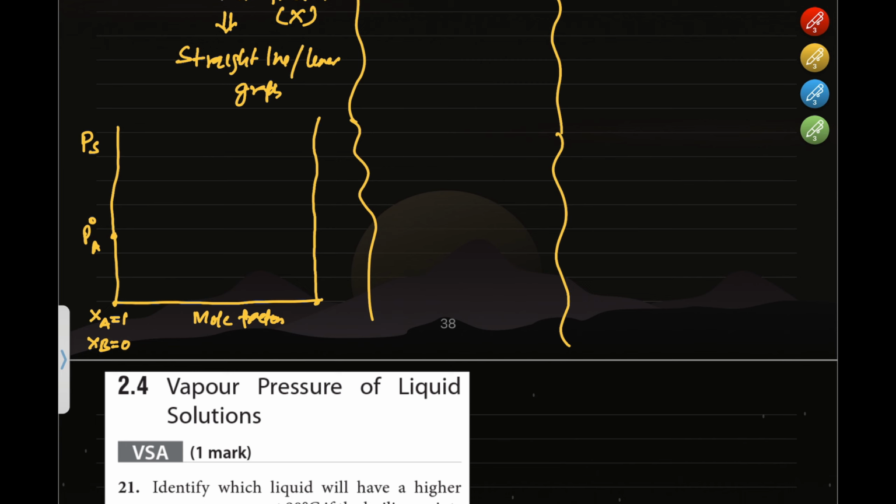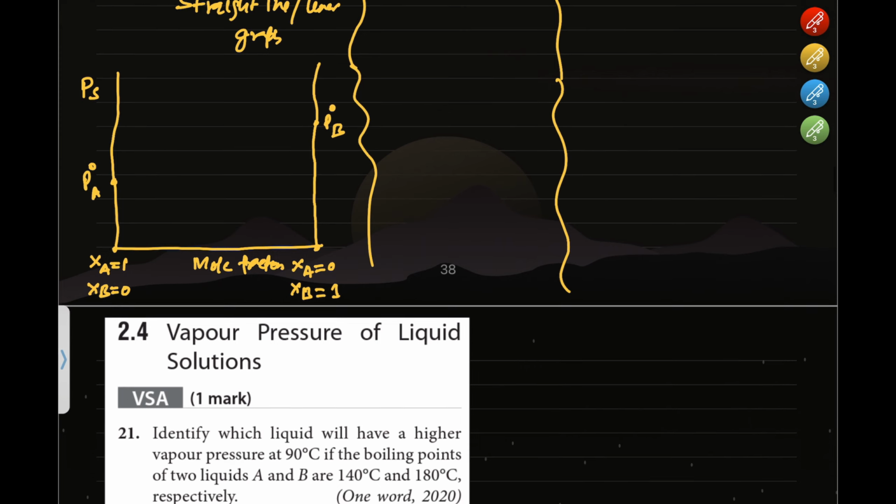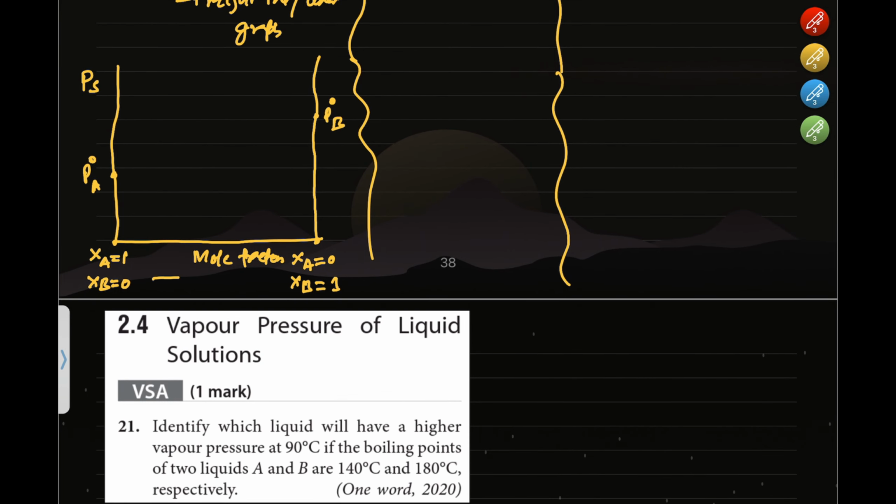Okay, at this other point the mole fraction of component A is 0, then the mole fraction of component B is equal to 1. So only component B is present, and the vapor pressure of the pure component B is represented by P naught B. As we go from left to right, the mole fraction of component A decreases.